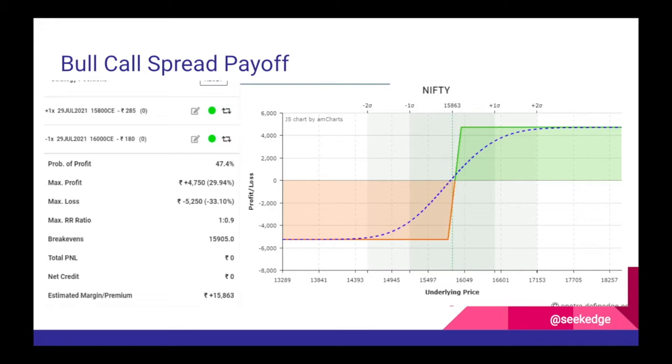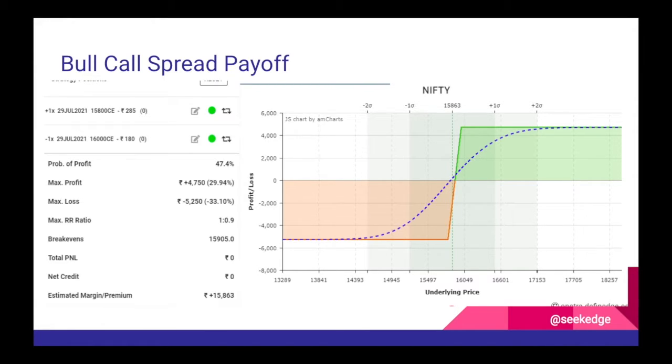So this is exactly how a bull call spread works. We are buying 15,800 calls and selling 16,000 calls. Say the market moves up. What happens? The call options that we have bought will increase, while whatever call options we have shorted will decrease.